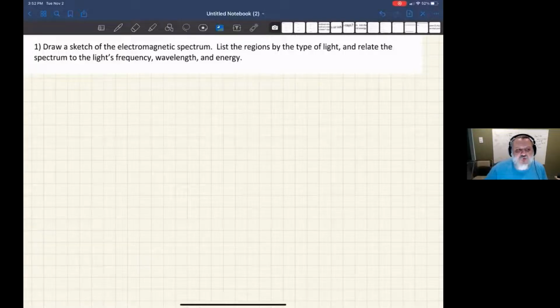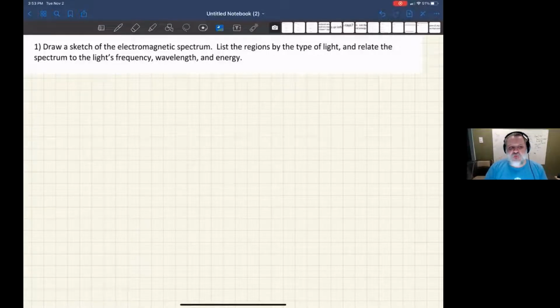Okay, so this problem asks you to draw a sketch of the electromagnetic spectrum, list the regions by the type of light, and then relate that to frequency, wavelength, and energy. This is a great exercise because if you can redraw this particular sketch, then you can answer any of the questions in introductory chemistry that come along with the electromagnetic spectrum.